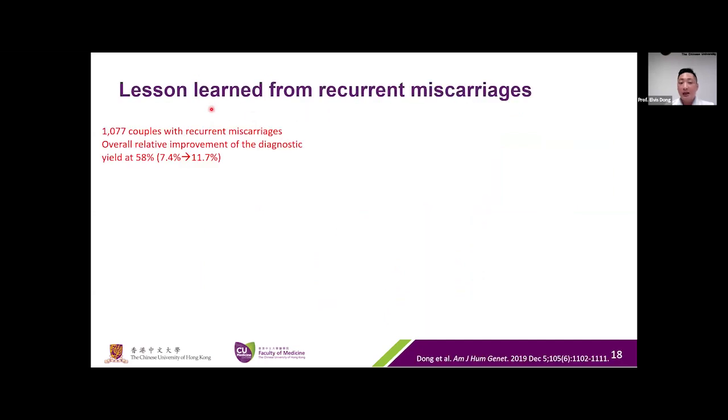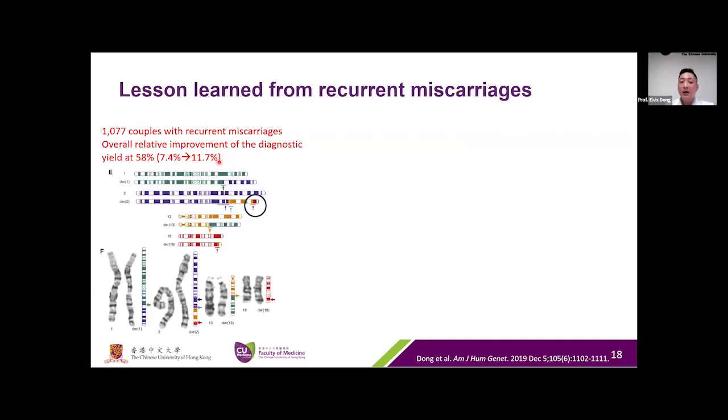There's a lesson that we learned from our previous study that worked with a China team from Shandong University. We applied this approach in more than 1,000 couples with miscarriage, and each partner had a karyotyping result available. We can see that the diagnostic yield of balanced translocation and inversion had a significant increase, but what would be another condition where the additional finding would be useful?